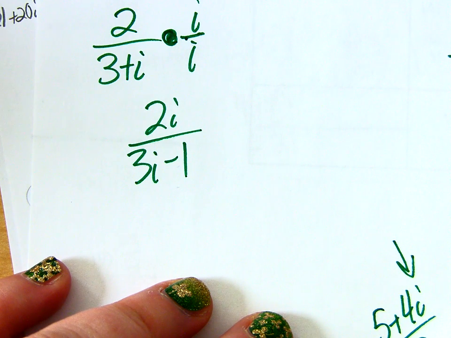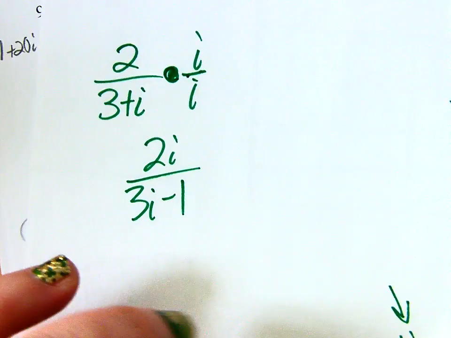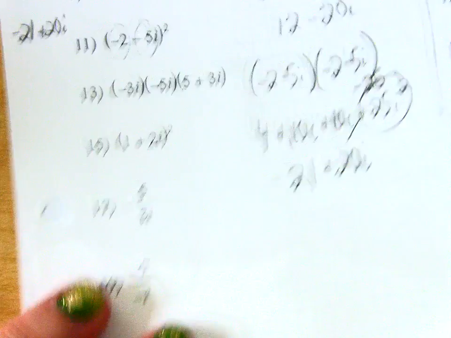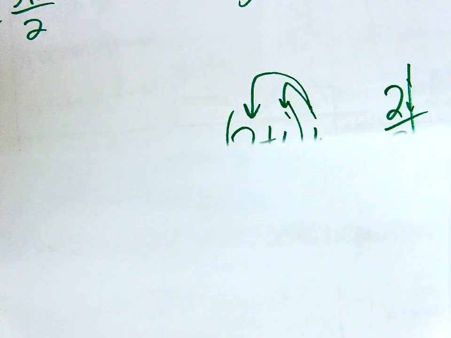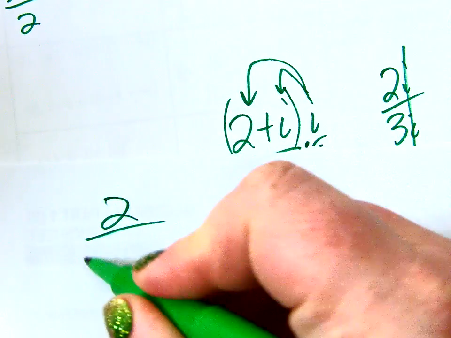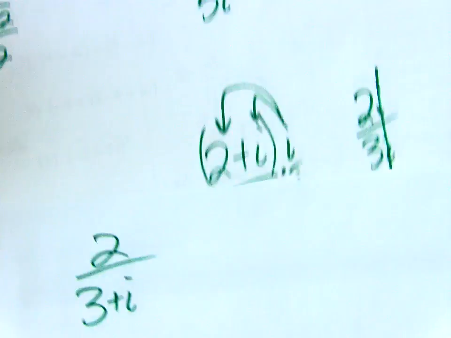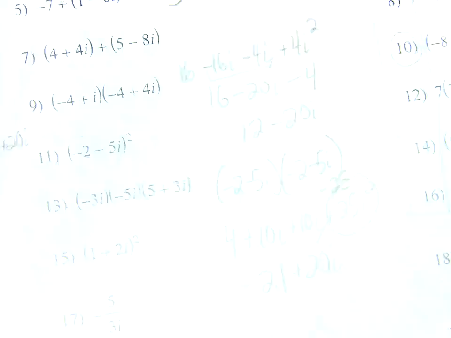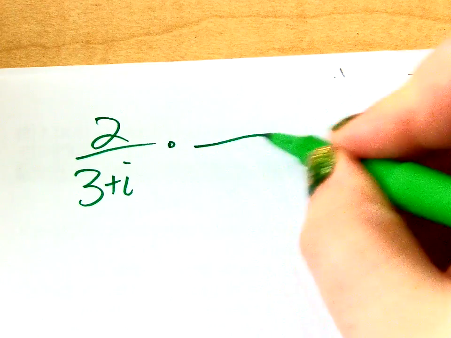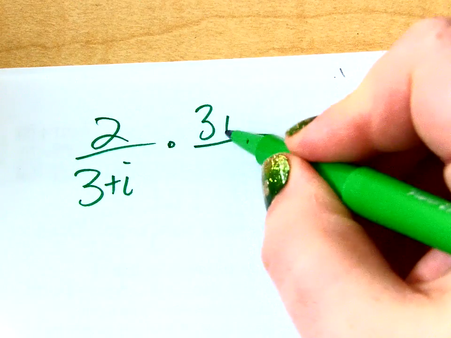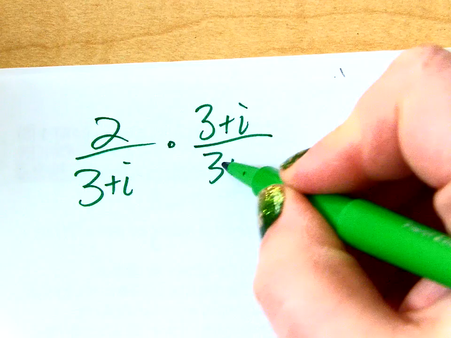So would you multiply by 3 plus i? Great thought. So let's try that. I need another sheet of paper. So we had 2 over 3 plus i. So Philip's idea is let's multiply by 3 plus i over 3 plus i. Let's see what happens. You don't have to write this down yet.